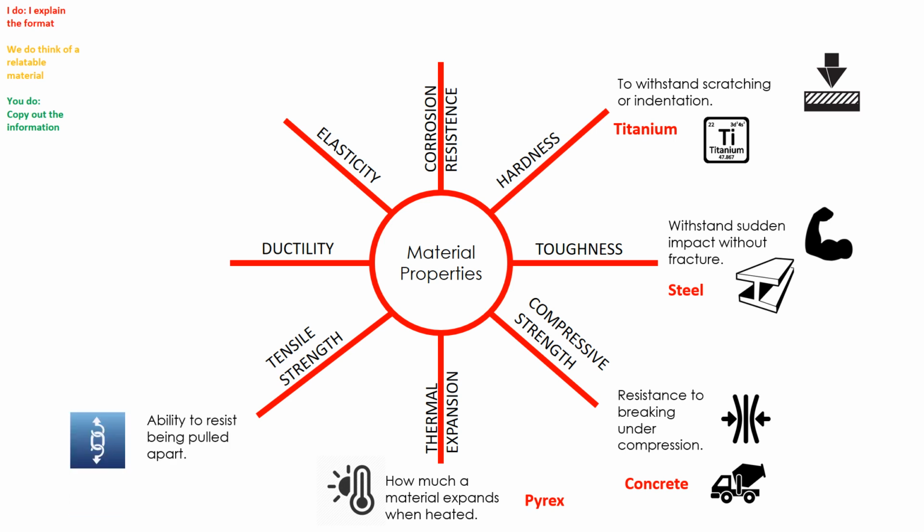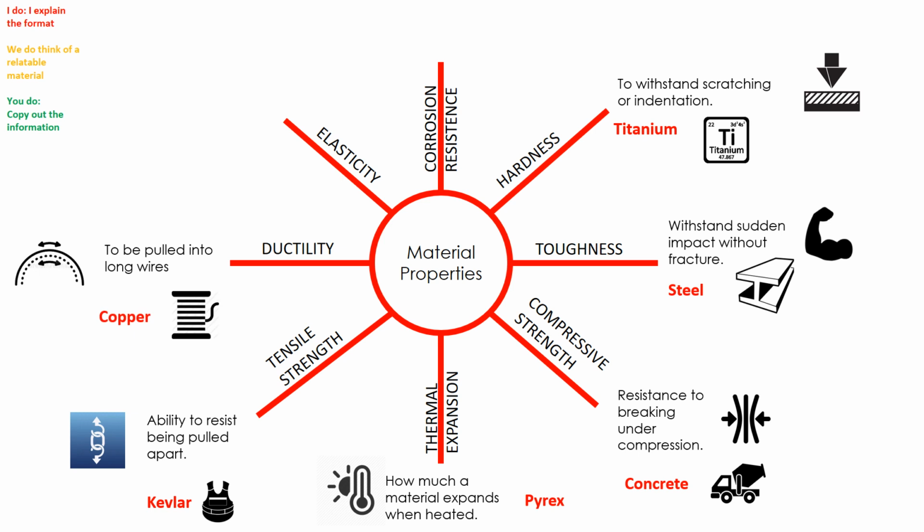Tensile strength, pretty much the opposite to compressive strength. Instead of being pushed down, it's the ability to withstand being pulled apart. Kevlar is an excellent material for that. Next one, ductility. That means we can get a chunk of material, usually a metal, and we can pull it and stretch it and draw it out into long wires. Copper is obviously an excellent material for that, as it's pulled and drawn out into long wires.